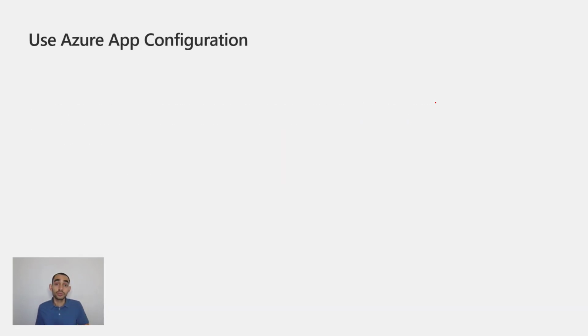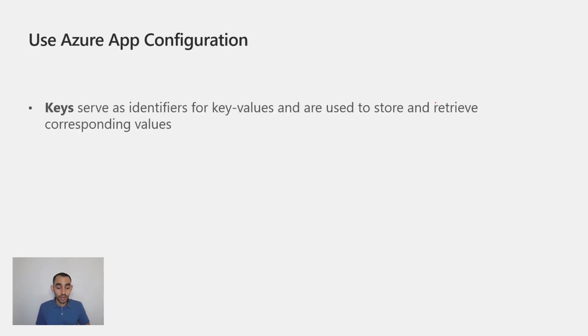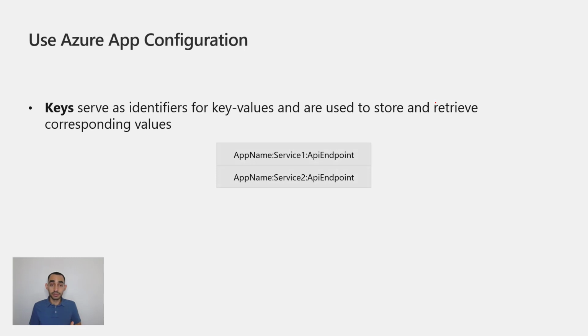Then, when trying to store and manage our application settings, we are creating keys and values. So keys serve as identifiers for key values and are used to store and retrieve corresponding values. It can be something like this. For the key, like this schema, app name, service1, endpoint. And the second one, for example, app name, service2, API endpoint. Then, of course, the value.